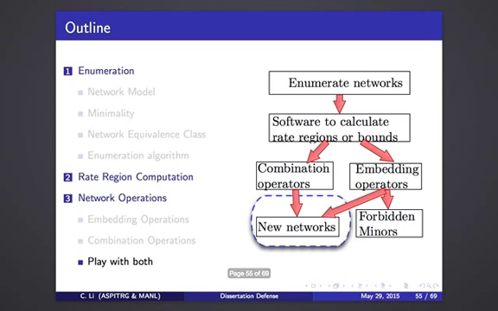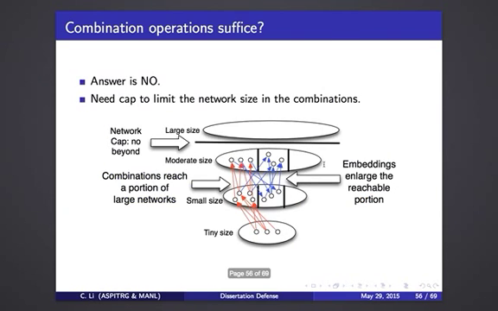Okay, so we just showed that combinations can give us new solvable networks, but the question is, are these sufficient? The answer is no. As the picture shows here, by combination only, we may reach a portion of large networks. However, if we use embedding operations as well, we may come down to some new portion of networks, and then we can go up again to reach more networks. So we can play with both types of operations. Since one can apply combinations as many times as possible, there are infinitely many new networks.